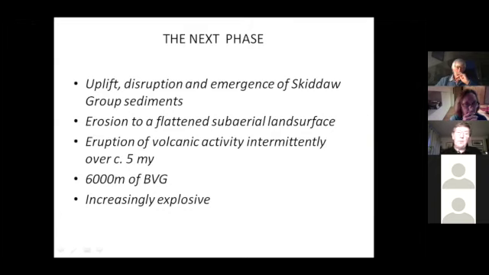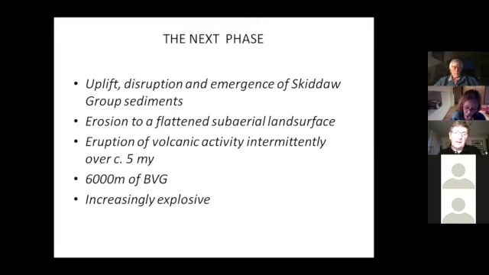So, what happens then? We've had thousands of meters of dark, muddy sediments in the bottom of an ocean. It all starts to get uplifted. It starts to rise up and we get lots of disruption taking place, earthquakes and so forth. And eventually, this great pile of Skiddaw Group sediments emerges above the sea level. And as soon as it does, it starts to get eroded. And we think that possibly 1,000 to 3,000 meters of sediment were just eroded away, leaving ultimately a flattened land surface, a subaerial land surface. That simply means under the air, a land surface that was relatively flat, but was a land surface.